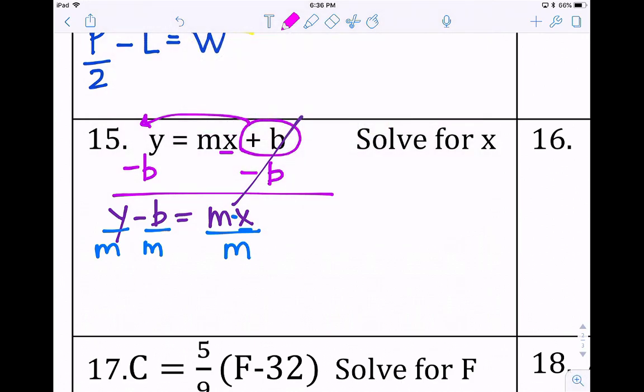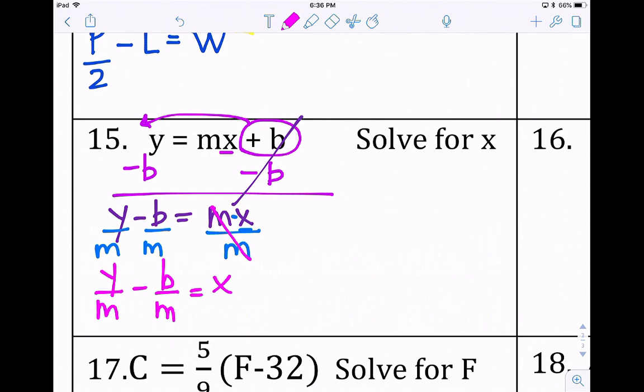Well, y is not divisible by m. Negative b is not divisible by m. On the other side, m divided by m cancels because they're just 1. So you would be left with y divided by m minus b divided by m equals x.